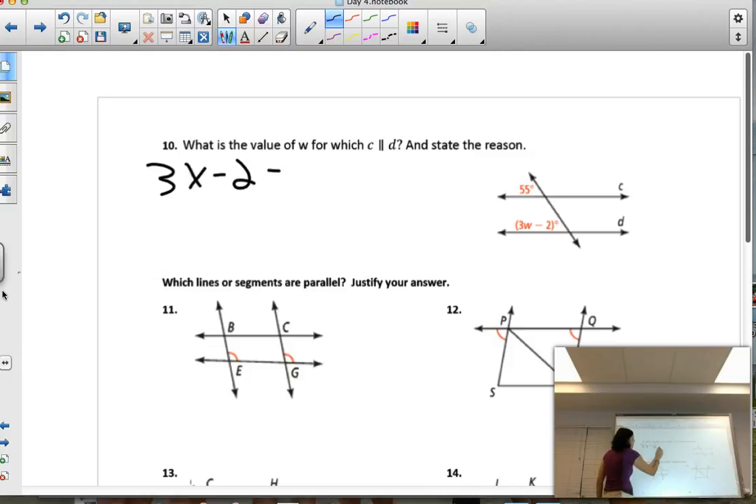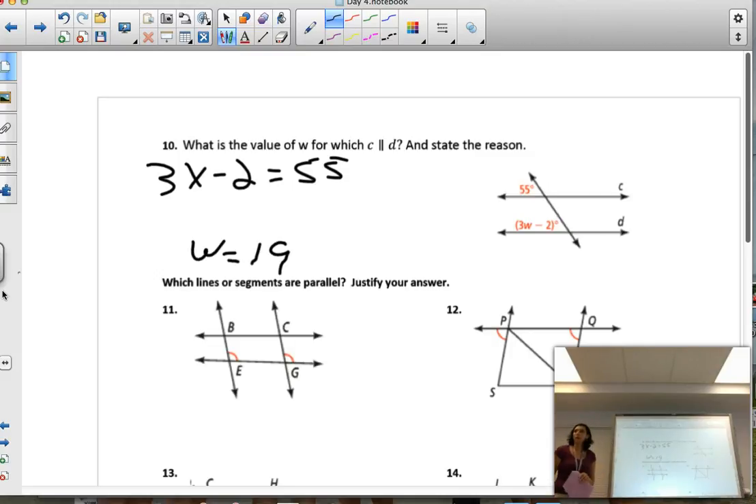Guys, when you're doing these problems, you have two choices. Same side, you add them and equal them to 180. Everything else is equal to each other. Those are the only two options you have. So don't say it equals 90. Don't say it equals 360. You need to recognize those relationships. And you should have gotten W equals 19, which I saw most of you get.